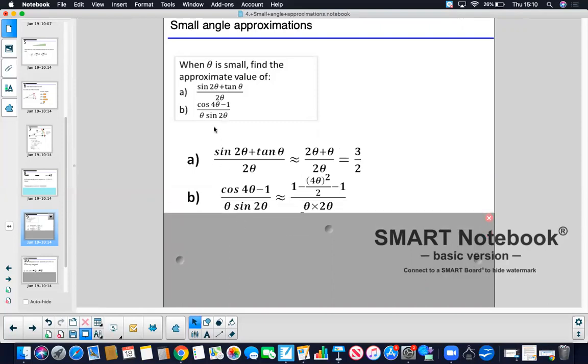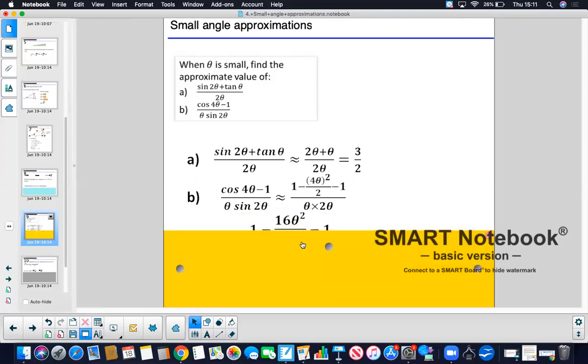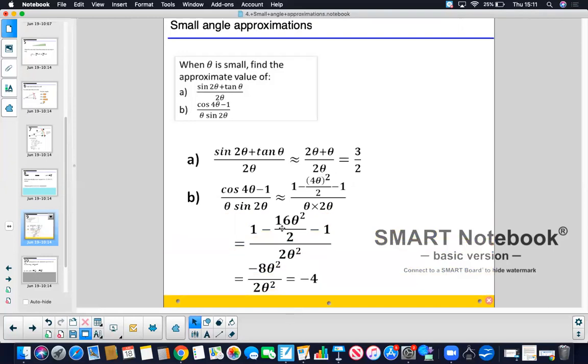For part B, cos 4 theta we would need to rewrite as 1 minus 4 theta squared over 2. And then we take away 1. And then theta sine 2 theta, we can replace with 2 theta. 1 minus 1 is 0. So we've got minus 16 theta squared over 2, which gives us minus 8 theta squared over 2 theta squared, and then we cancel out the theta squared, and we get negative 4.